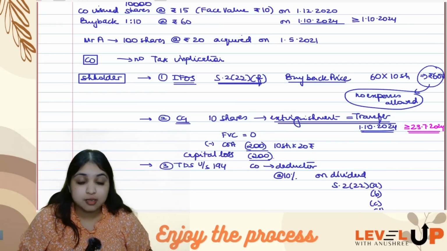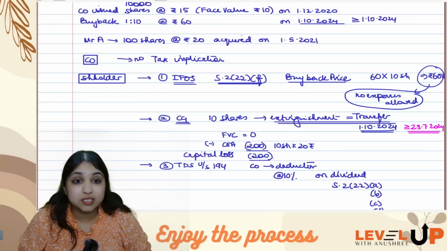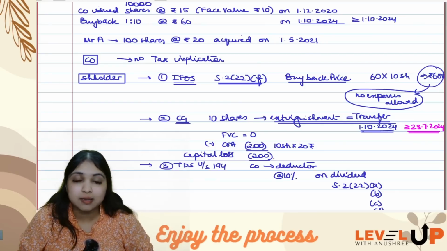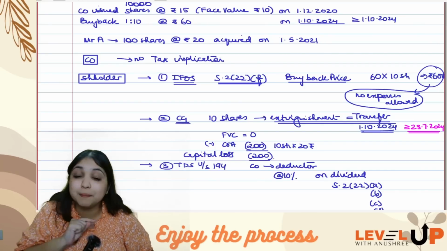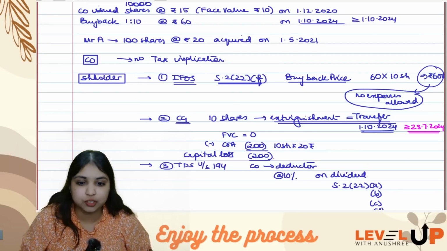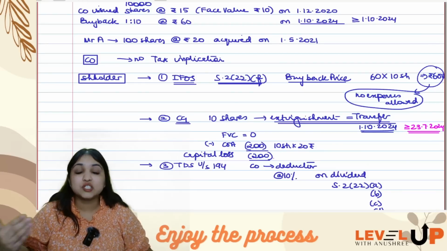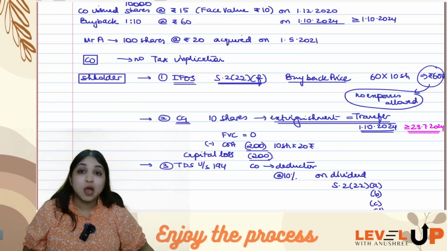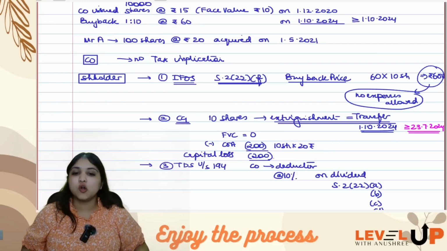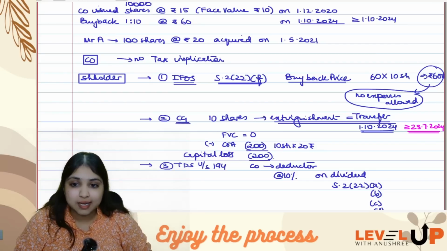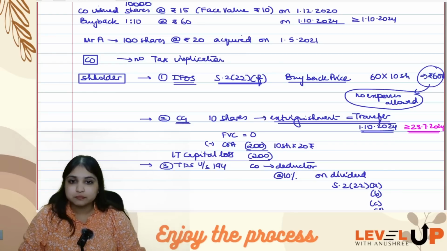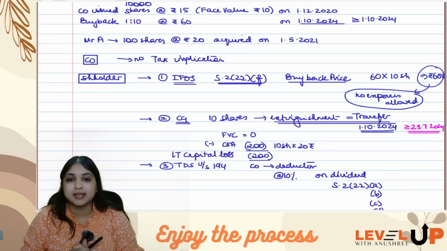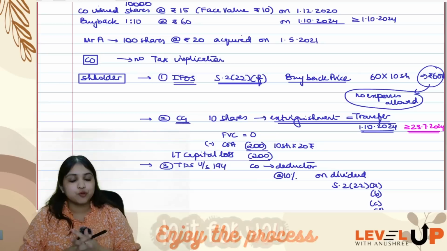Then no indexation. Even if it is long term, and here it is clearly long term, guys. Mr. A bought the shares on 1st May 21, but the buyback is happening only on 1st October 24. Definitely it is long term, but I will not index the cost of acquisition, because if the date of transfer is on or after 23rd July 24, I am not allowed to index. So no indexation of cost of acquisition also. So this in my example is going to be a long term capital loss of 200 rupees. LTCL can be set off only against LTCG, and can be carried forward for 8 years.